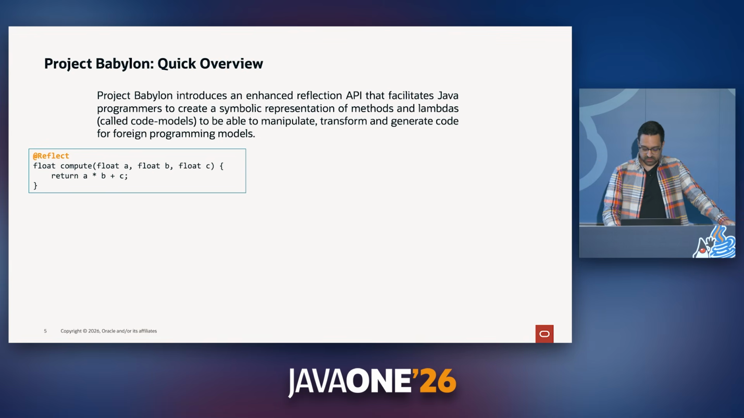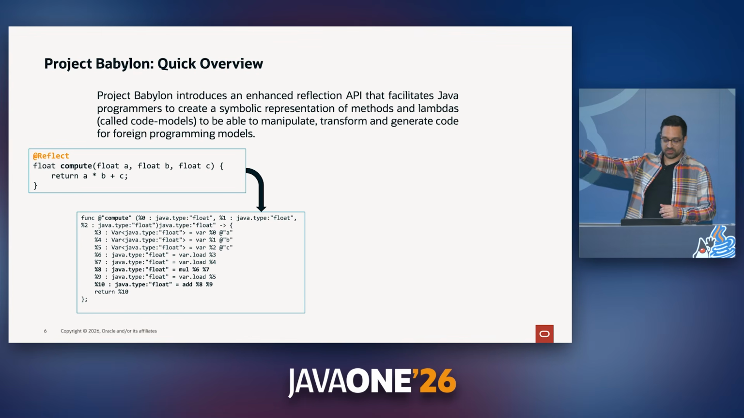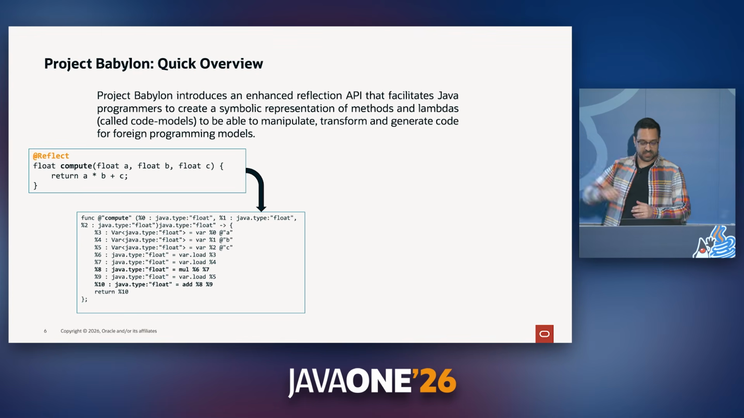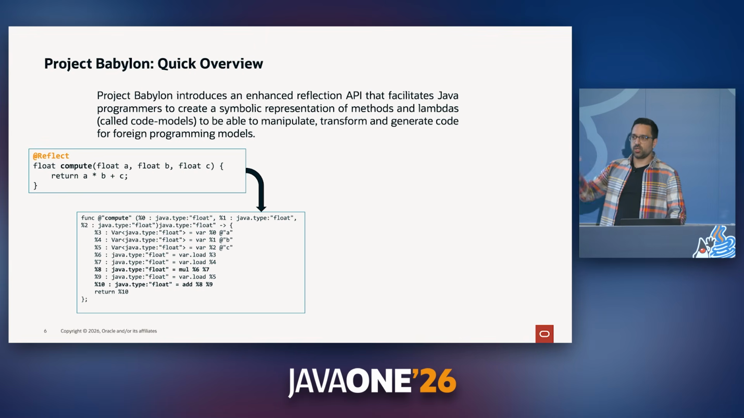So let me show you the code model that corresponds to this method. It looks as follows. If this is the first time you see a code model, it looks very intimidating, but it's actually pretty easy. Let me show you the main parts. We have a function called compute that matches the name of the method. And then we have the list of parameters 0, 1, and 2 that match A, B, and C. Each element in this tree has a unique ID. It's kind of close to an SSA representation, if you like.